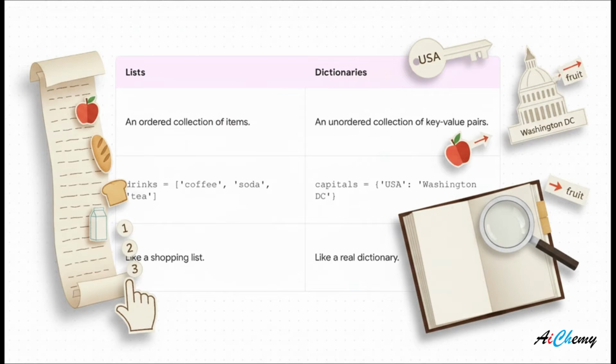On the left, you've got a list. The best analogy is right there. It's literally like a shopping list. It's an ordered collection of stuff. You find things by their position, the first item, the second, the third, and so on. But then on the right, you have a dictionary. This is more like a real dictionary. It's a bunch of key value pairs. You don't care about the order. You look up a key, like USA, to get its value, Washington, D.C. Totally different ways of organizing information.